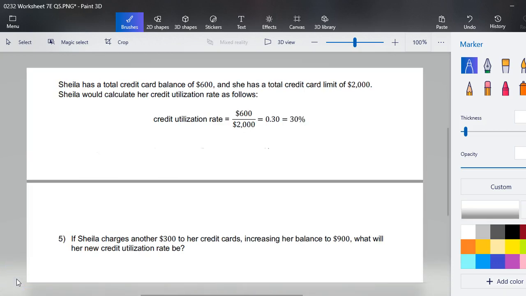This is a good time to go ahead and hit pause again. At least pause and do question 5. You might want to go ahead and do 5, 6, 7, and 8, but at least get an answer for question 5 and then come back and we'll do this together.